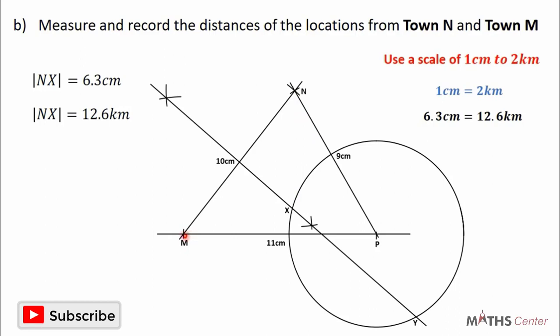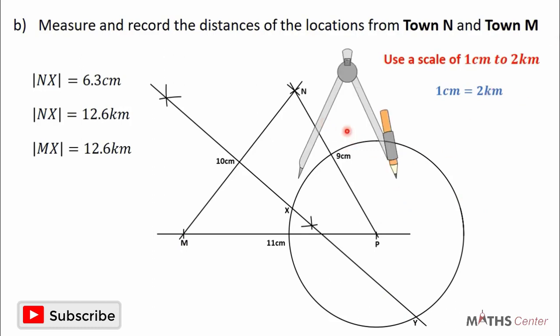We have to measure the distance MX. But we know that point X falls on the locus of points equidistant from point M and point N. This means that at point X, the distance from N to X will be the same as the distance from M to X. So if the distance NX is 12.6 kilometers, then the distance MX will also be 12.6 kilometers. So we have now measured both NX and MX. Let's measure NY and MY. To measure NY, I'll take the compass and put the needle on point Y.